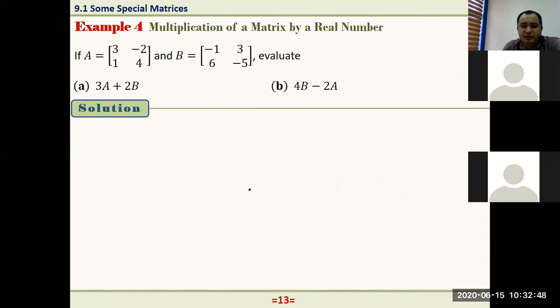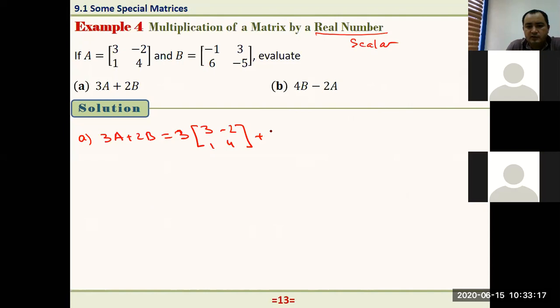Multiplication of a matrix by a real number. We know that to multiply a matrix by a real number, we just need to multiply each entry by this scalar, right? This real number means scalar. So in question A, here we have 3A plus 2B. That's equal to 3 times A, which is 3, negative 2, 1, 4, plus 2 times B, which is negative 1, 3, 6, negative 5.